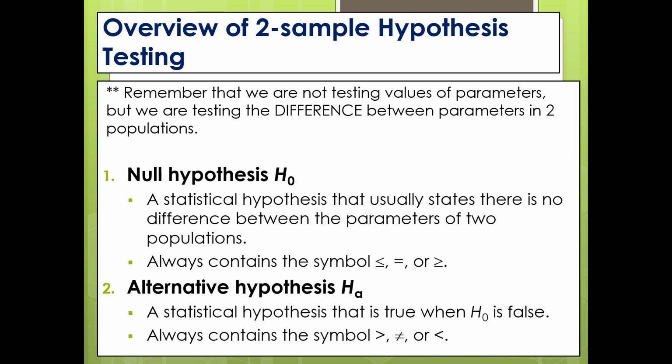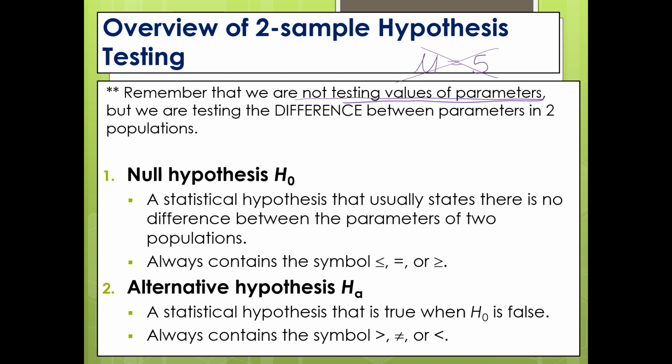And like I said at the beginning, we're not testing values of parameters. So in Chapter 7, we might have seen something like, oh, I think the mean is 5, or greater than or equal to 5, or whatever. We're not doing that in Chapter 8. So in Chapter 8, we're seeing, is there a difference between two populations?